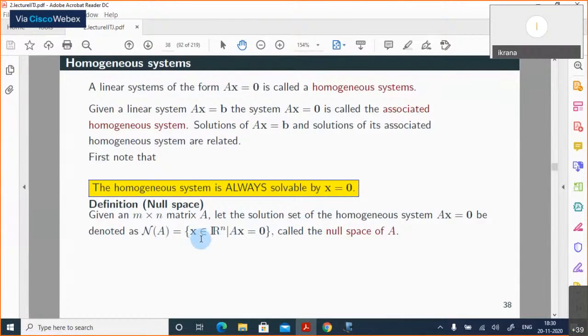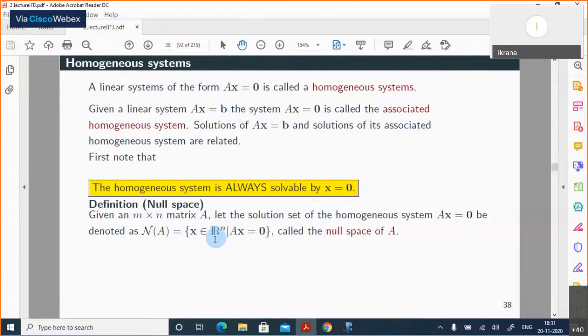So these are all elements of Rn such that, when written in the matrix form, Ax = 0. This is called the null space of A. So we are associating a special space with respect to the matrix A, and that is called the null space. If A is M cross N, then the null space is a subset of Rn, where n is the number of columns.